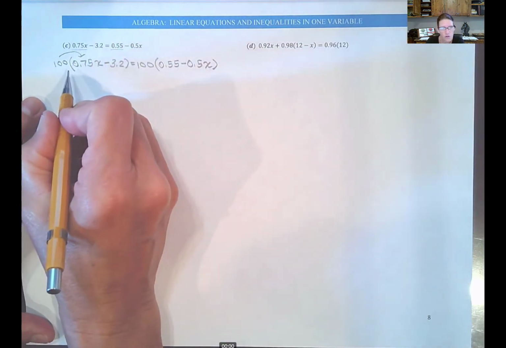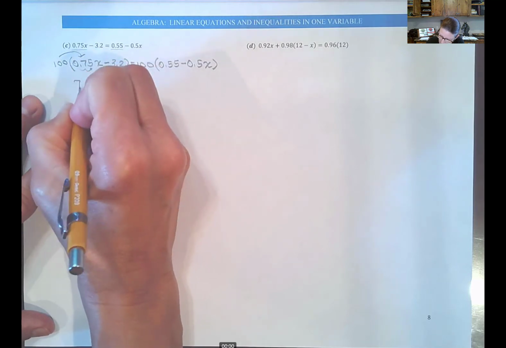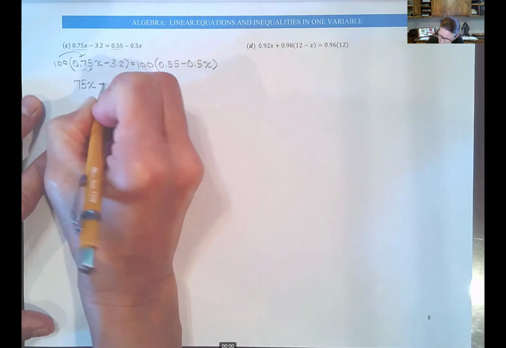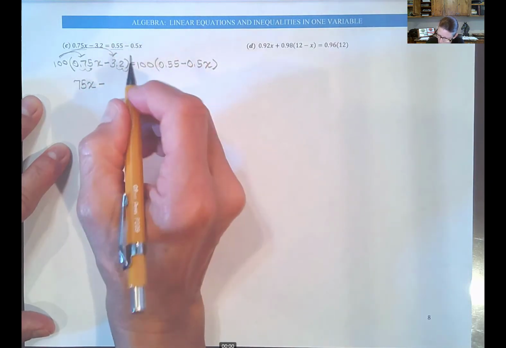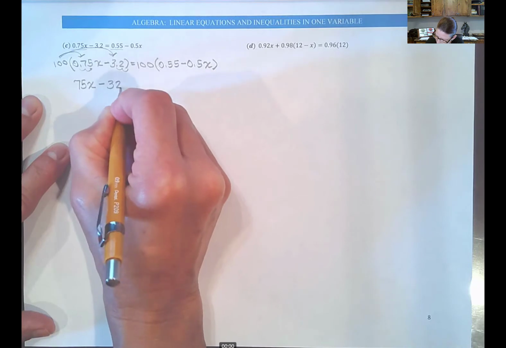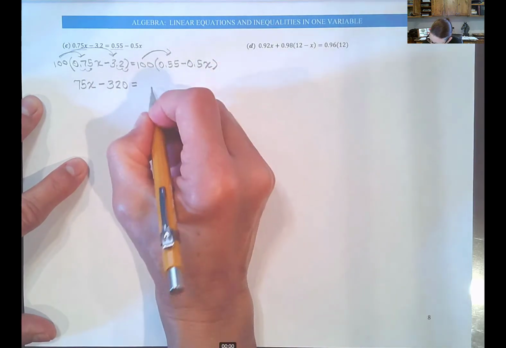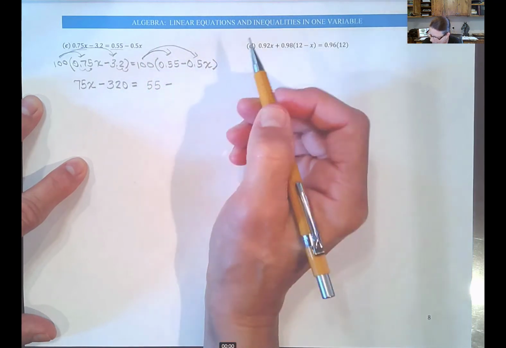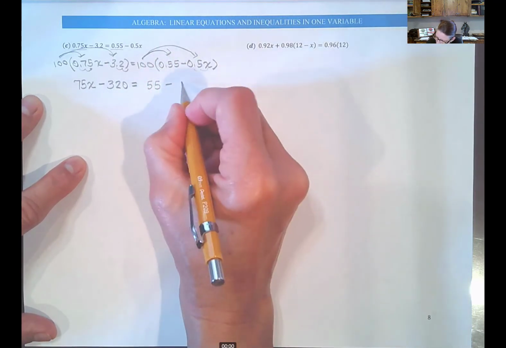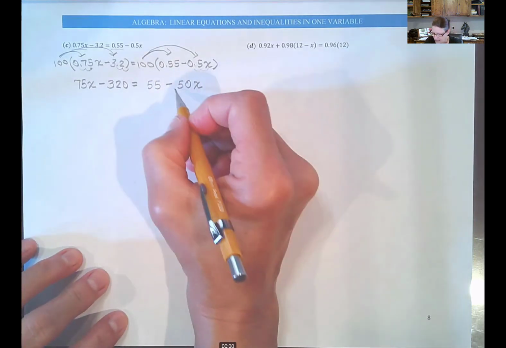So I'm going to go ahead and distribute here. 100 times 0.75 moves that decimal point 2 places, gives 75x. And 100 times 3.2, moving that decimal point 2 places, gives 320. On our right-hand side, 100 times 0.55 is 55. And 100 times negative 0.5x, moving that decimal point 2 places, gives 50x, and that's a negative term.